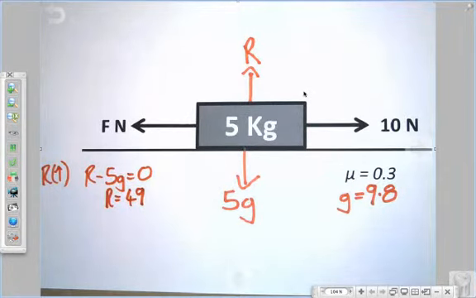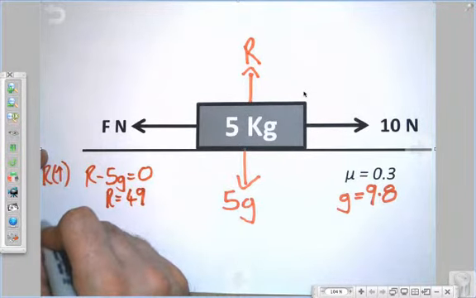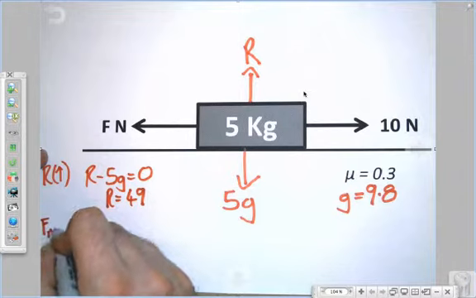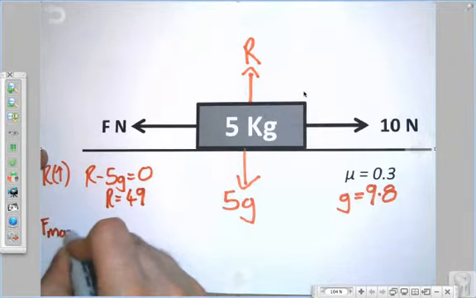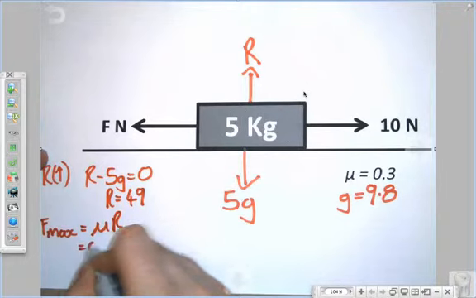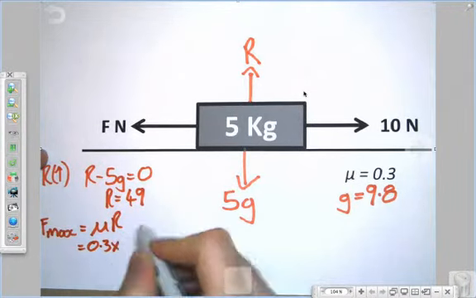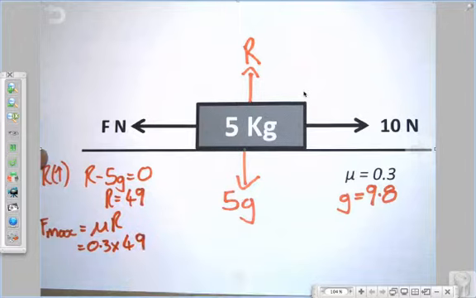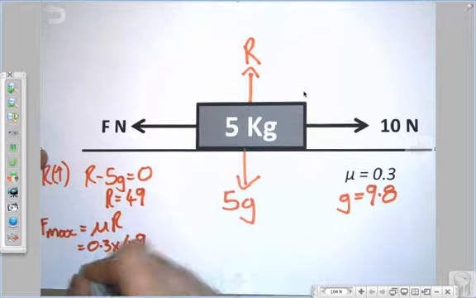I can now look at F max. So what I do is I say F max equals mu R, which equals 0.3 times 49. 0.3 times 49 is going to give us 14.7.